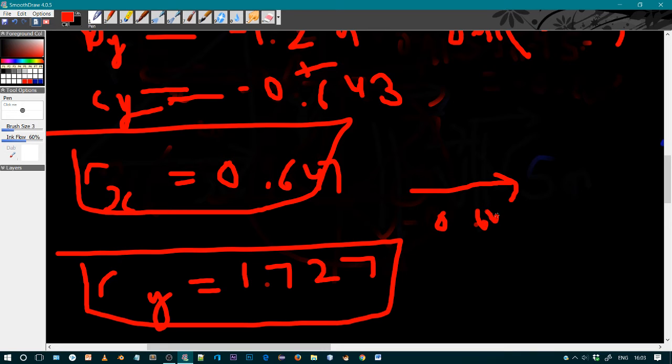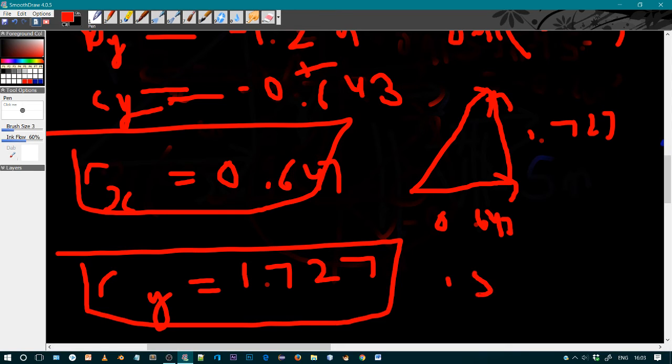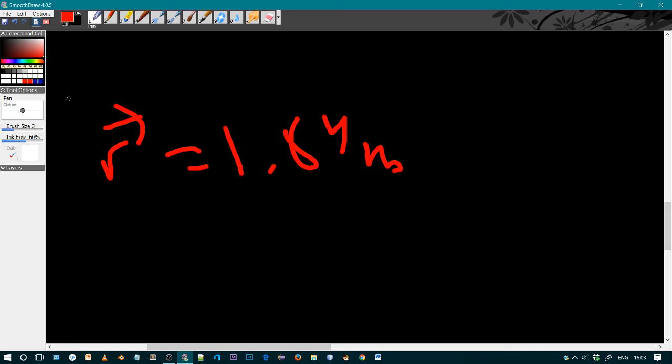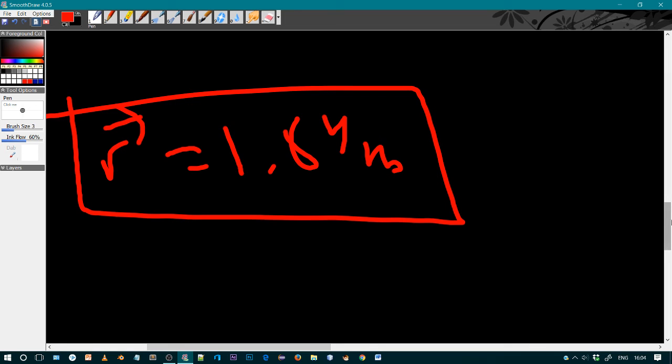So basically the resultant vector would look like this. This is 0.647. This is 1.727. We have to take out this thing, so the Pythagoras theorem can be applied here. 0.647 squared plus 1.727 squared, square root of the answer, which would give us 1.84 meters. Here's our answer. We got our answer finally. Resultant vector will be 1.84 meters. Drum roll. Yeah, I got my answer.